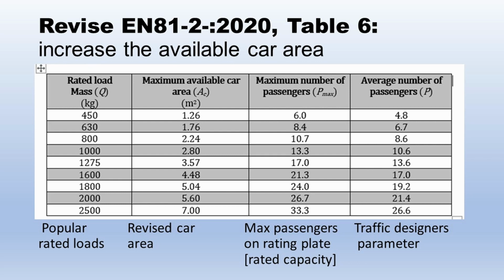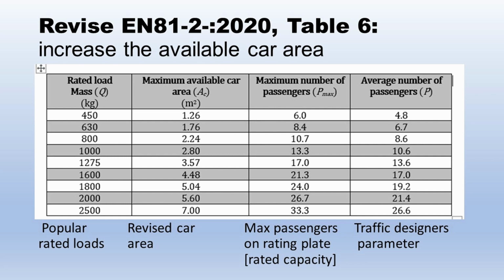As an example, a lift with a rated load of 2,500 kg in the old Table 6 was 5 square meters. New Table 6 is 7 square meters. Dividing by 0.21 gives the new capacity rating: 7 over 0.21 equals 33 persons weighing 75 kg for a 2,500 kg load. The last column indicates the average number of passengers that traffic designers would use.